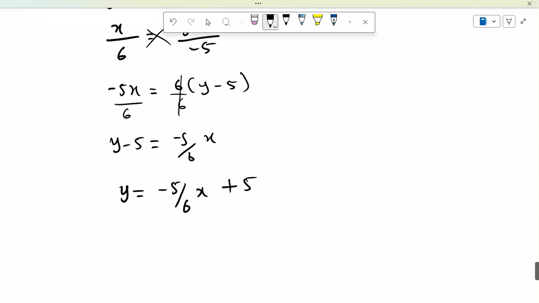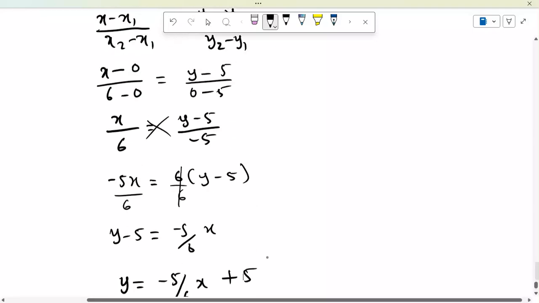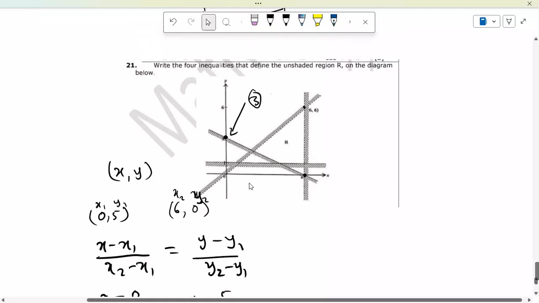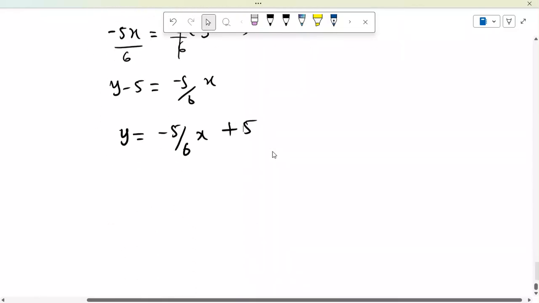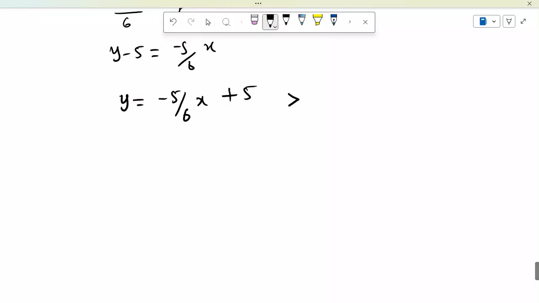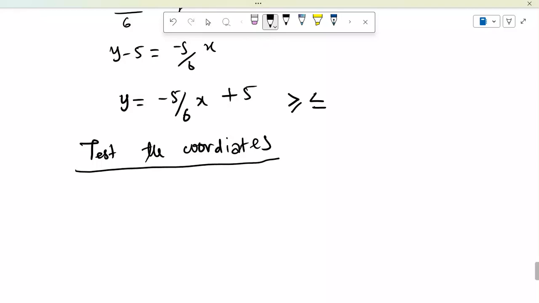So this is our equation of the line in general, but since it's inequalities, let's check the line. Is it dotted or solid? This is a solid line. You see, it's a solid line. So here we know we are only supposed to use greater than or equal to or less than or equal to. So how do you do that? You test the coordinates. You pick the coordinates either above or below the line. Then you see what you get.